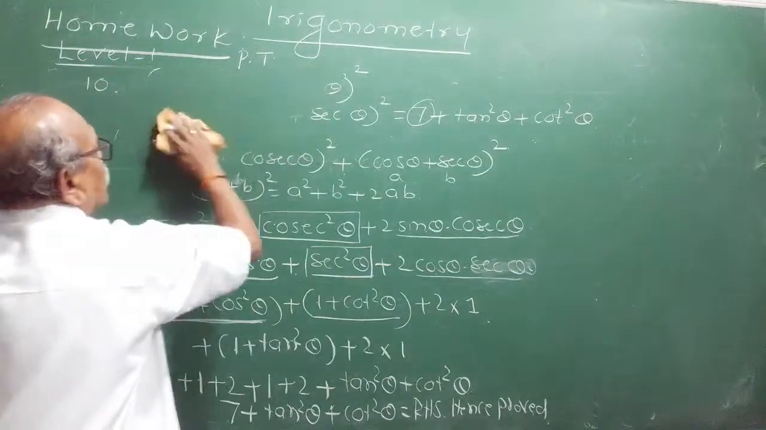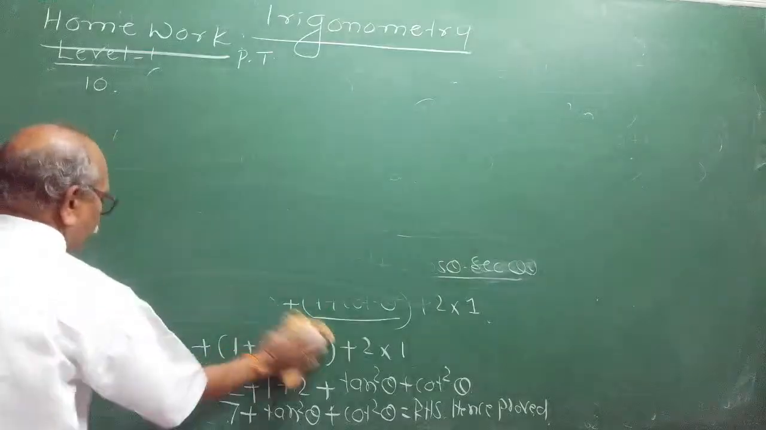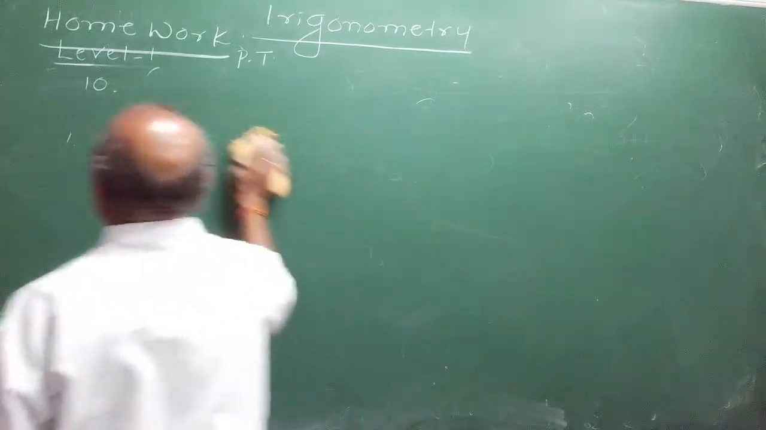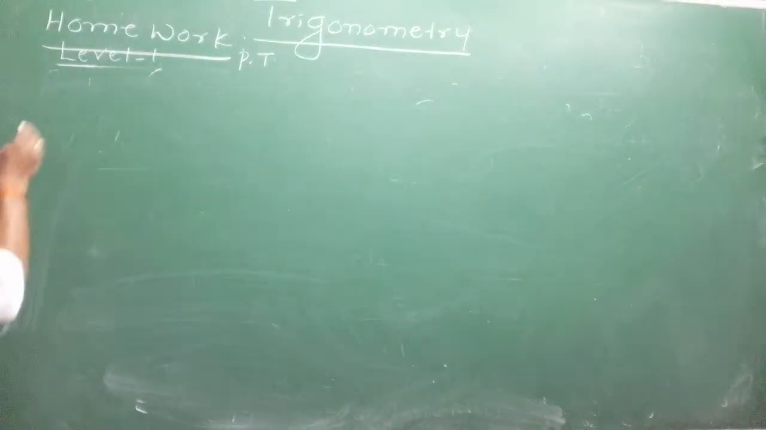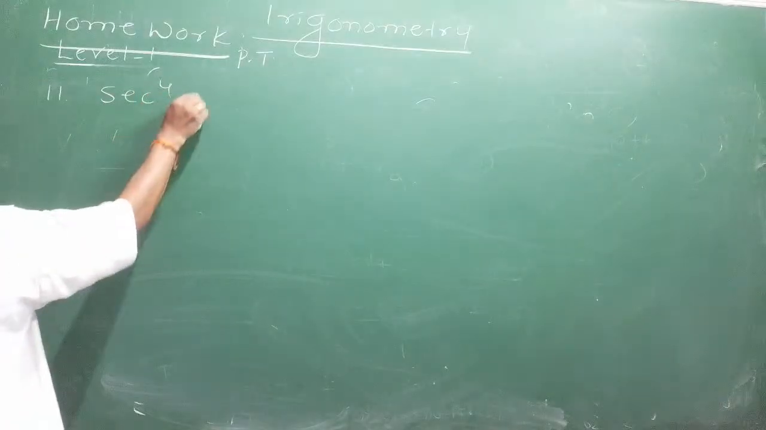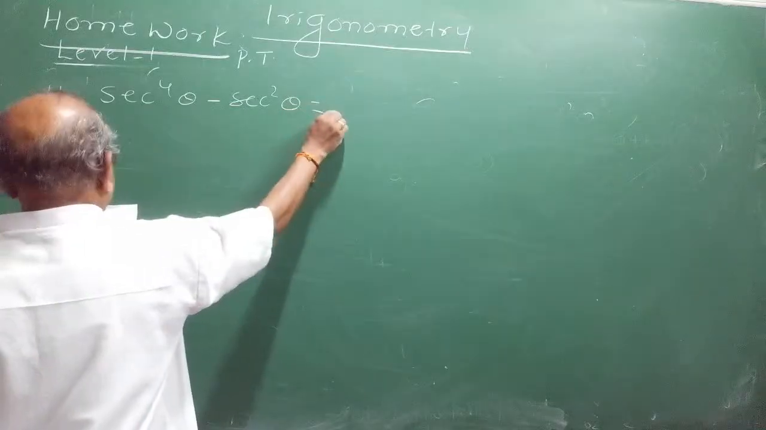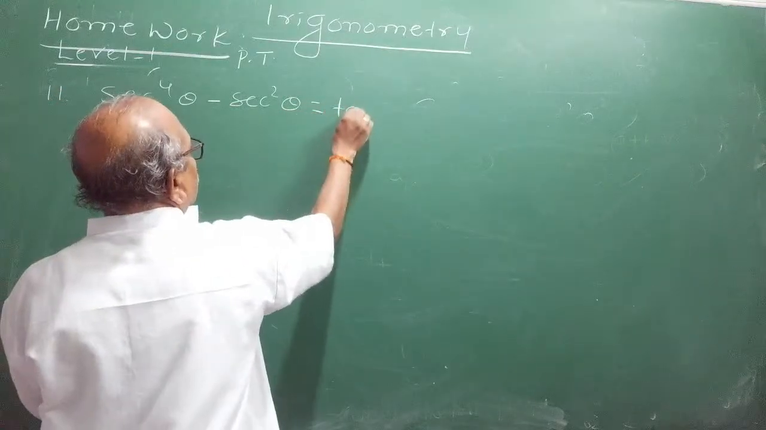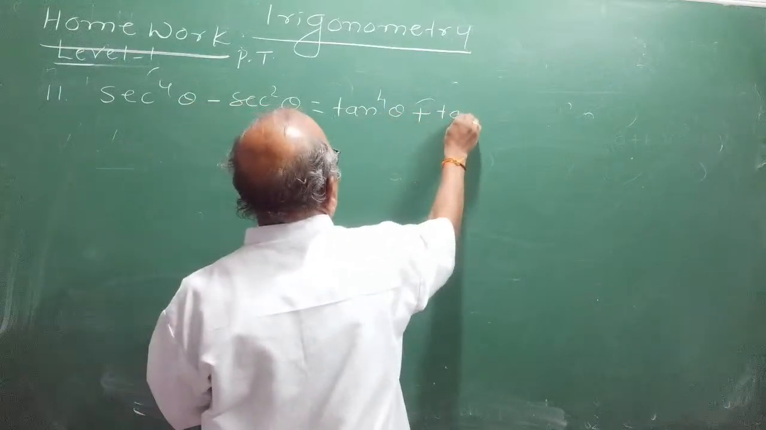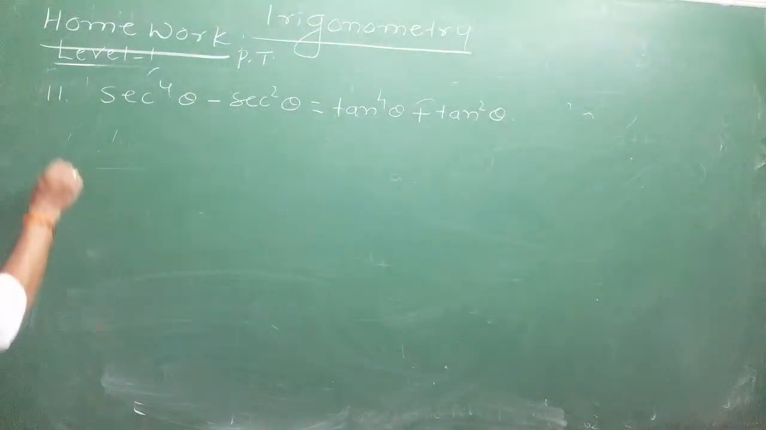Okay. Last homework question I had given you. Check, how many of you solved it? It is a very easy question, may appear for 2 marks. I think it was the 11th. Sec raised to 4 theta minus sec square theta is equal to, you have tried, tan raised to 4 theta plus tan square theta. Look at the problem. We are just using identities.